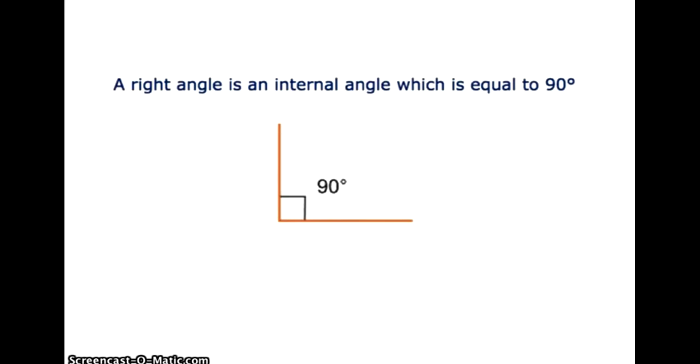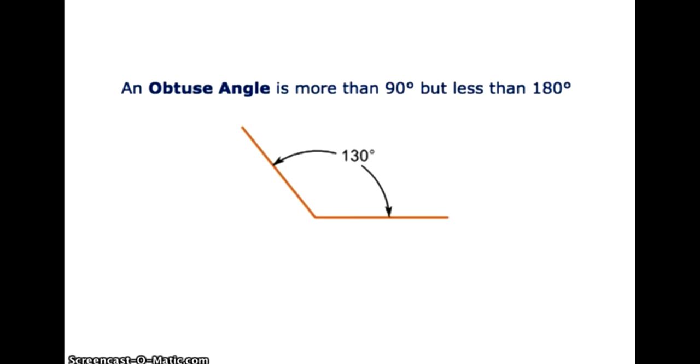On the back side of a right angle, write that it is an internal angle which is equal to 90 degrees. If your right angle does not have this right here, then that means that it's not a right angle, even though it might look like it. An obtuse angle is more than 90 degrees, but less than 180.